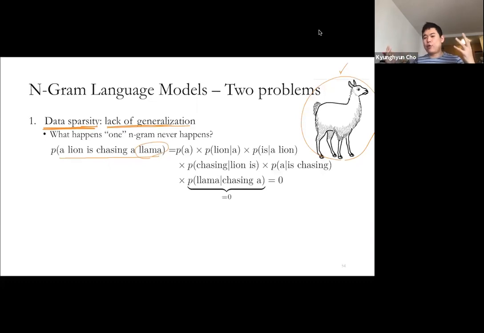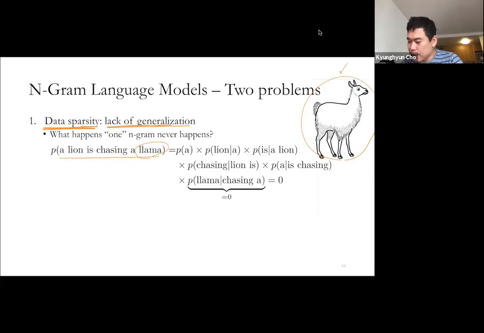However, we can imagine it quite easily, and that sounds probable, right? If we put a lion and a llama in the same place, it's very likely that the lion, when it becomes hungry, is going to chase the llama to have it as dinner or something like that. So it's very probable. However, because llamas and lions do not live in the same place, whatever corpus we look at, whether newspaper articles or Wikipedia articles, there will be no mention of a lion chasing a llama.